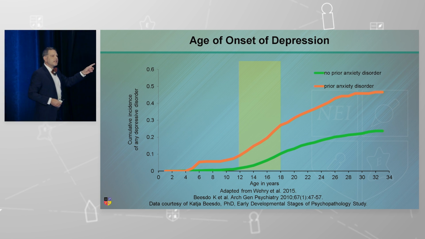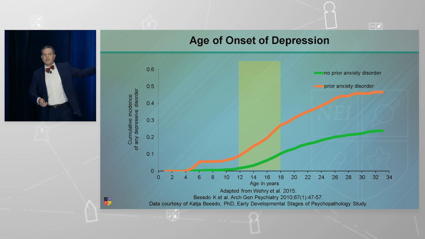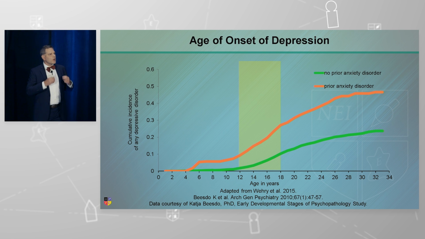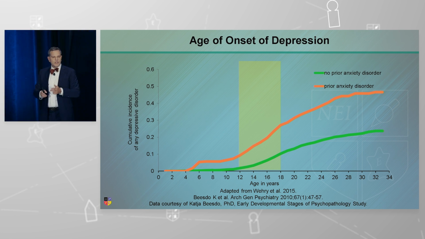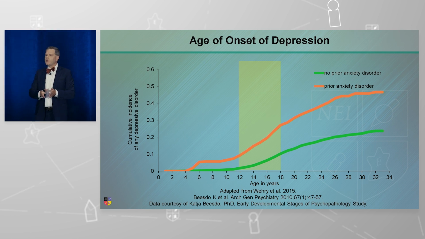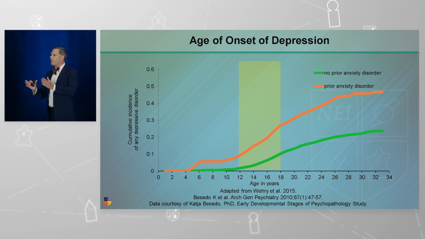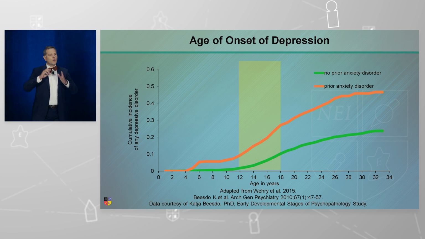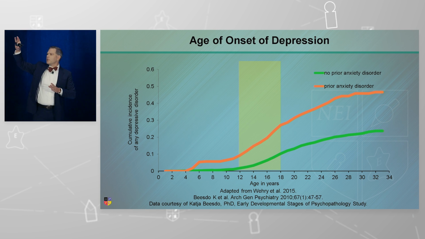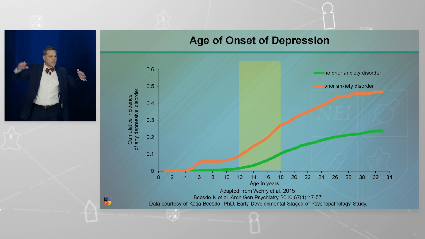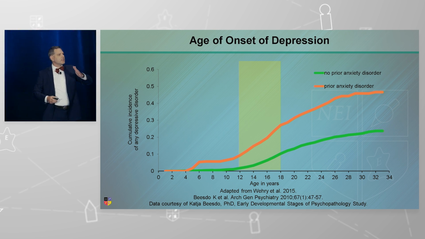The other thing that I take away from this slide is the yellow bar. And this is what helps me as a clinician. When, for example, I'm seeing that 12-year-old with anxiety, I know that I'm now in a critical window during which he or she or they have an increased risk of developing depressive disorders. We see the slope of that line change dramatically.